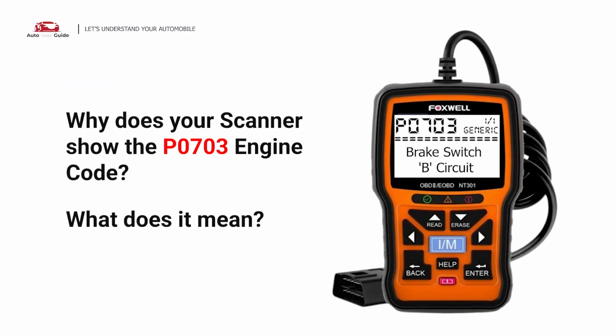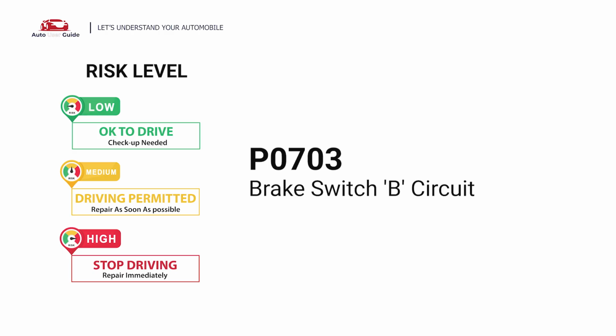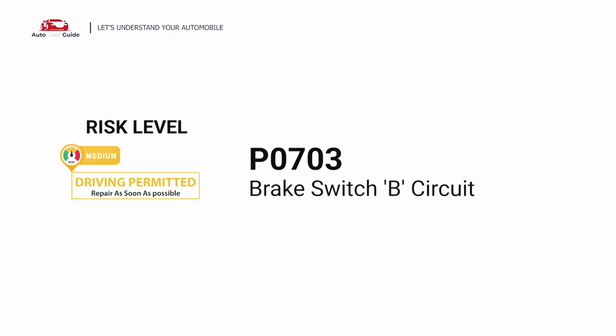Why does your scanner show the P0703 engine code? What does it mean? P0703 is a diagnostic trouble code for brake switch B circuit.